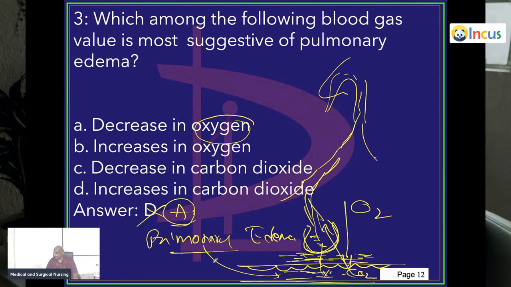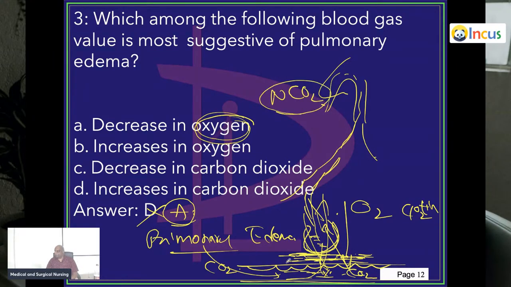But if you look at carbon dioxide, even if fluid is there, it is 40 times more soluble in that fluid. Therefore, even after pulmonary edema, carbon dioxide will go out, but oxygen will not come in. So there is decreased oxygen but normal carbon dioxide. Whenever the pathology is between the alveolus and the pulmonary capillary, that is what you need to remember.